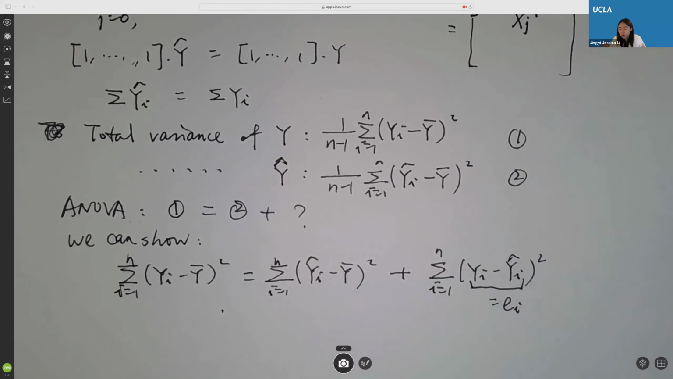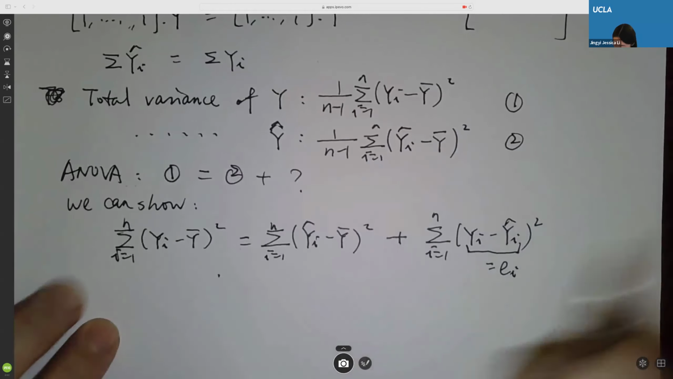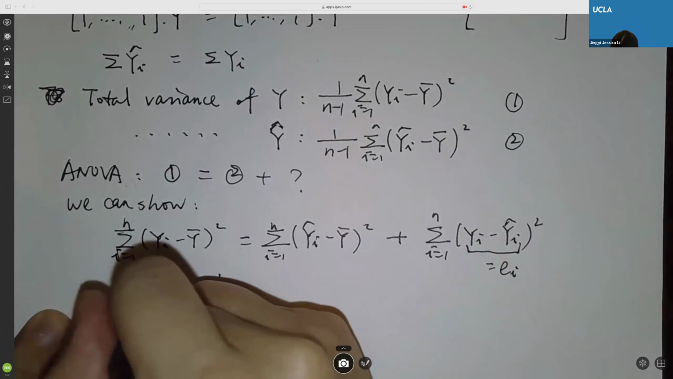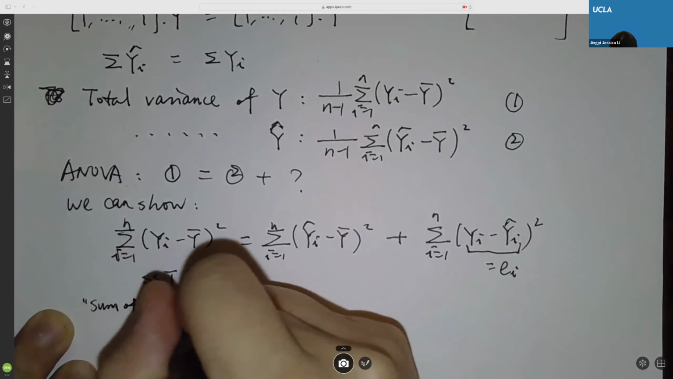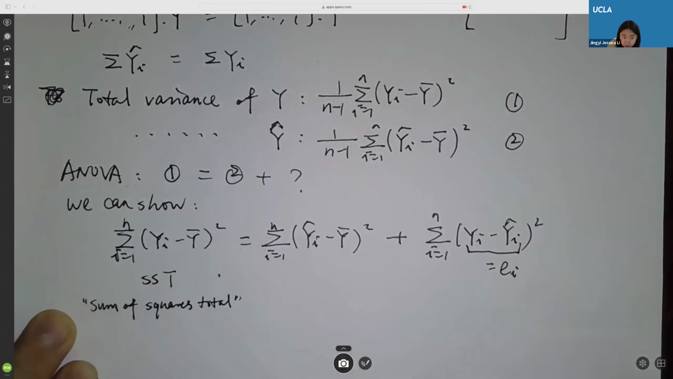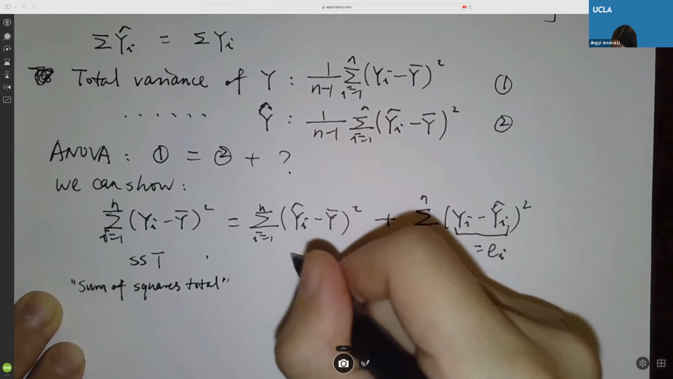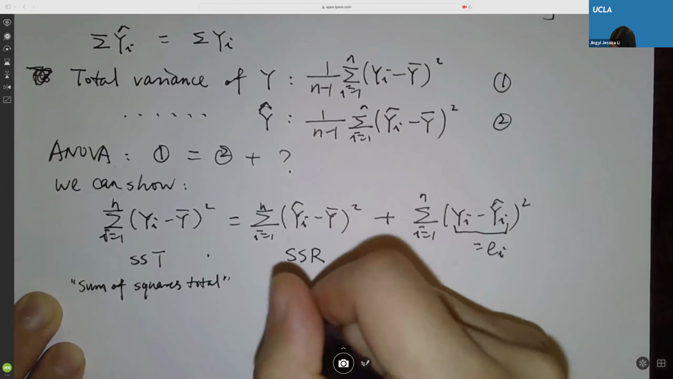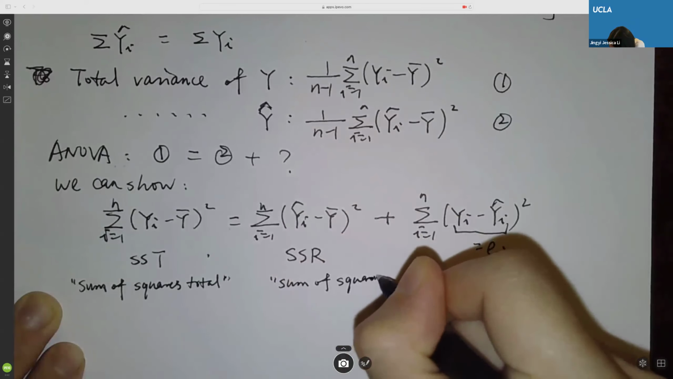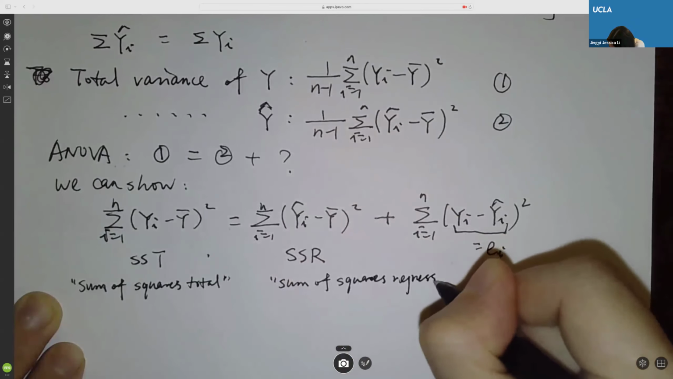Yeah, you don't need to go back to the definition of y hat to prove this. All right, so this is a very good interpretation because we can give each term a name. This is called SST, which stands for sum of squares total. That's why I call it total variance. And this is called SSR, sum of squares regression. R stands for regression.